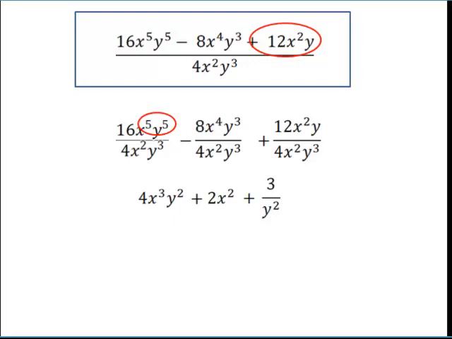Be sure to study this problem carefully and understand why every step was carried out as it was.